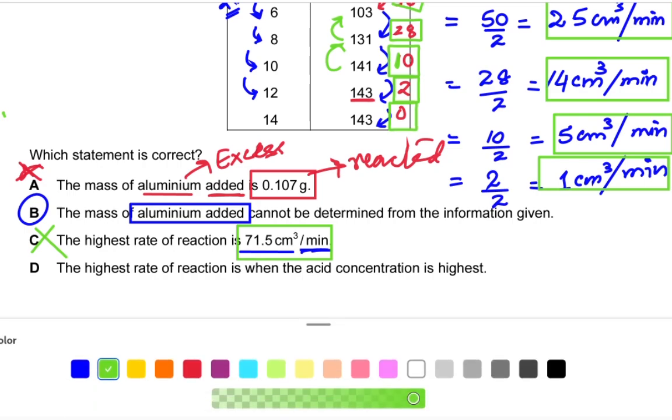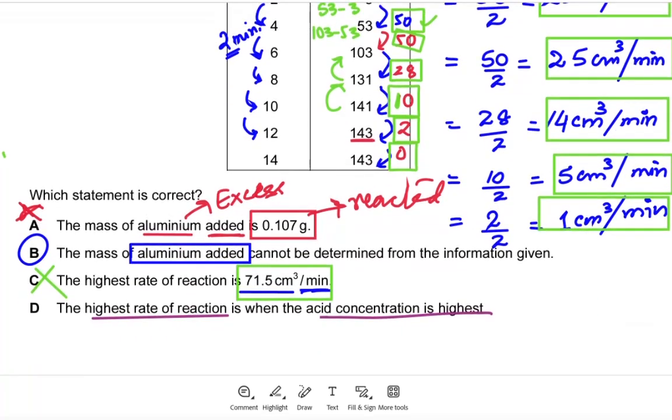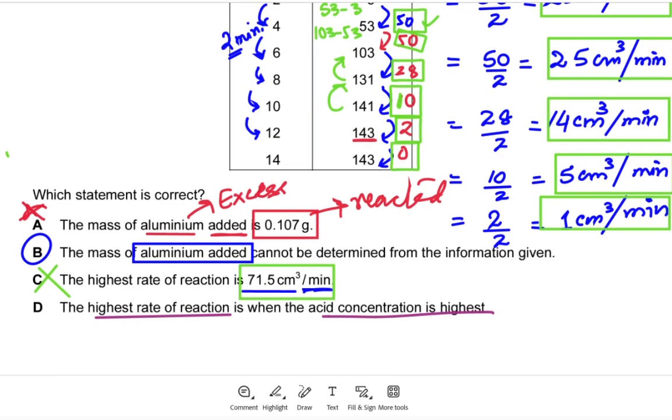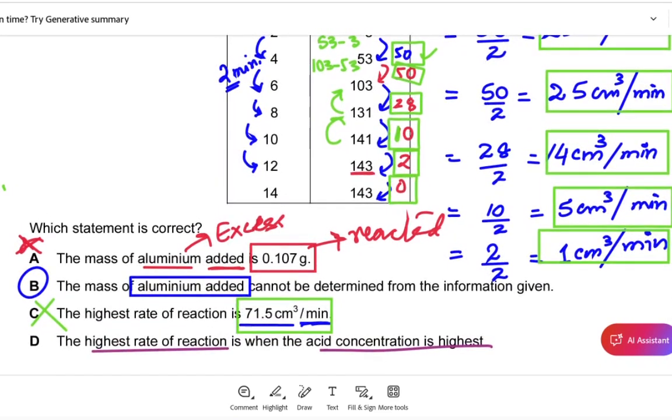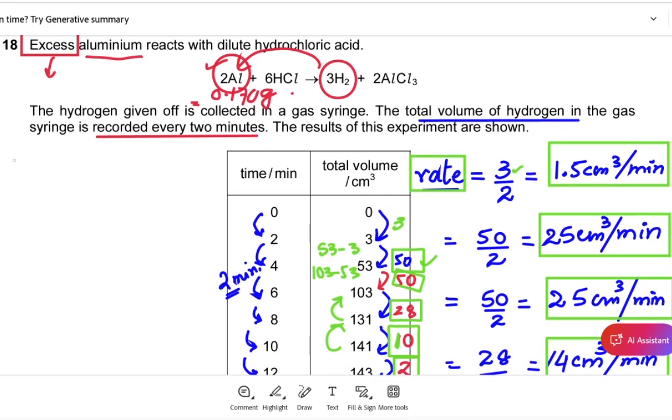Critically you have to focus on it because it's very important. The highest rate of reaction is when the acid concentration is highest. So always we know when we increase the concentration, the rate of reaction increases. But we have to look at our experiment which we have done with excess of aluminum with acid. So highest rate of reaction is when acid concentration is highest.